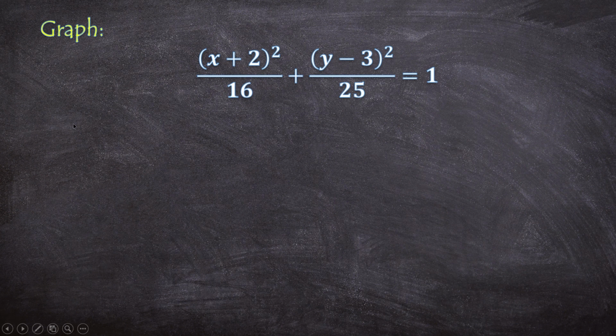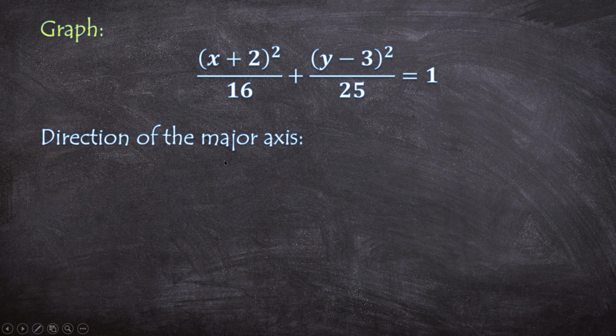Okay, so for the next problem, we have the square of (x plus 2) over 16 plus the square of (y minus 3) over 25 equals 1. So for the direction of the major axis, look at the denominators of our problem. So here, the bigger number falls under the y part of our equation. So therefore, this is our a. And we also have a vertical direction of the major axis.